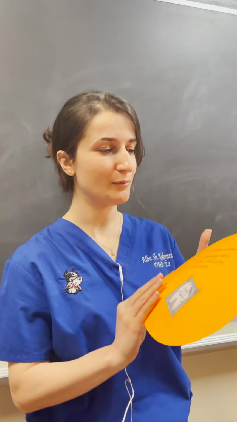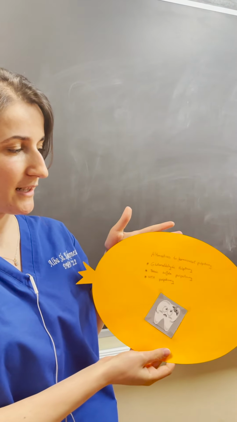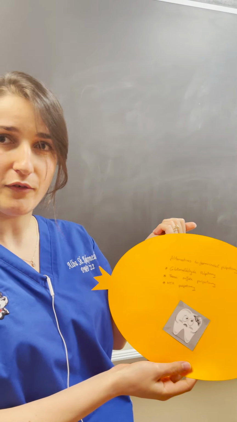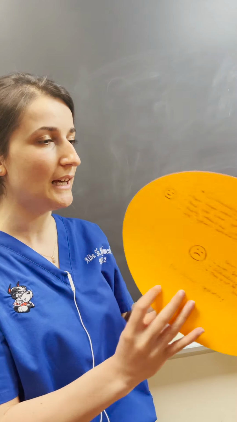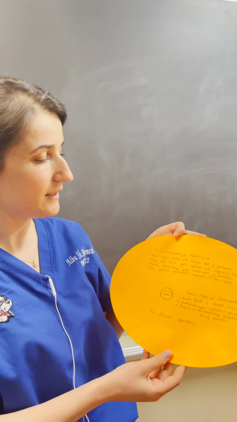Hello, I'm Alba and I'll be talking about the alternatives to formocresol pulpotomy. There are three of them: glutaraldehyde pulpotomy, ferric sulfate pulpotomy, and MTA pulpotomy. So let's start with glutaraldehyde.